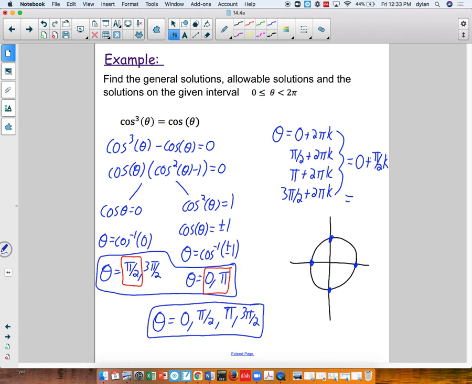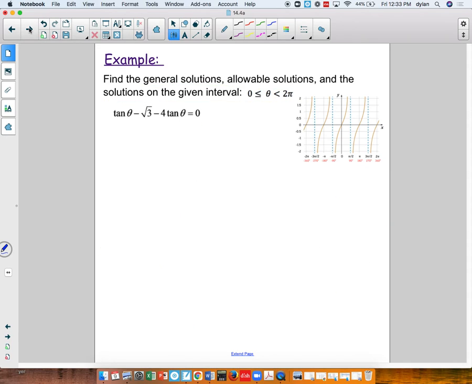And we could do even better, because we don't need to write 0 at all, we could just write this as pi over 2k. And that would give us the same answer. So it's a much more simplified version than writing it all the way through. So just to make it really clear which solution is which, I'll color code this. So our general solutions are green, our allowable solutions are red, and our solutions on the given interval are the ones boxed in blue. So let's look at one more example of this so that you can see this again.